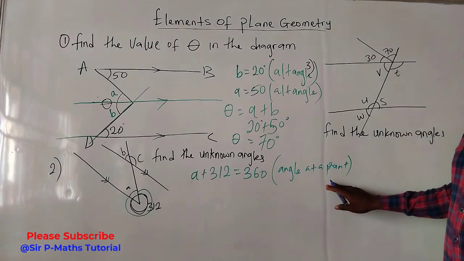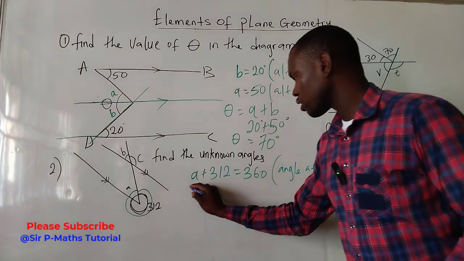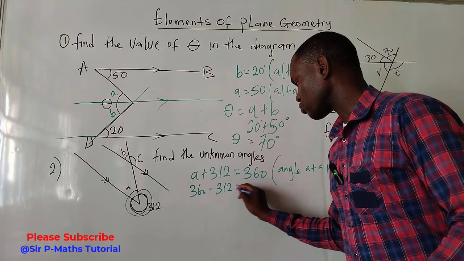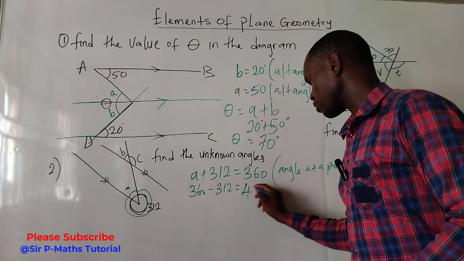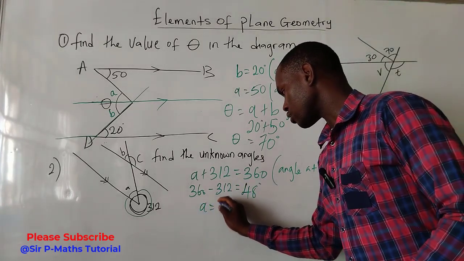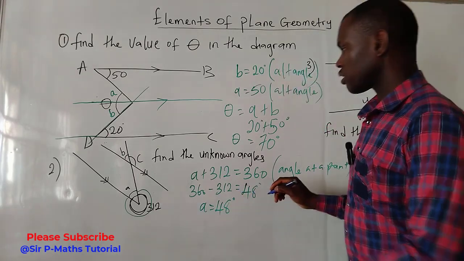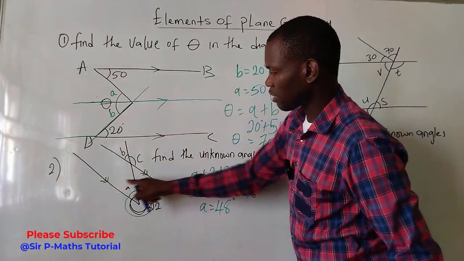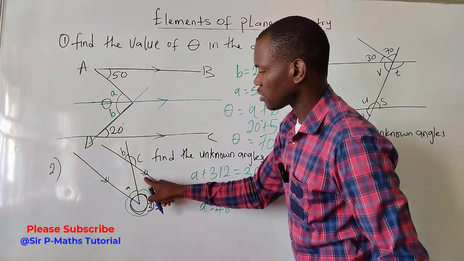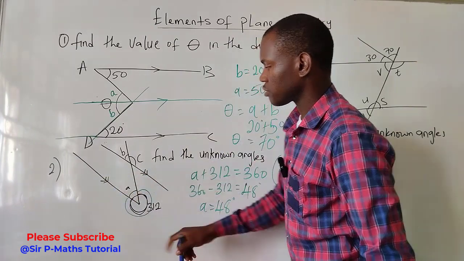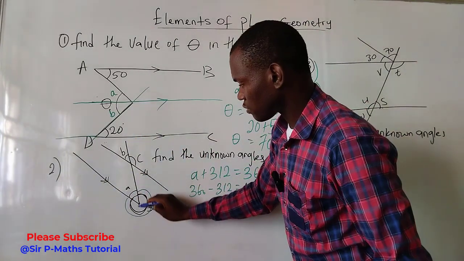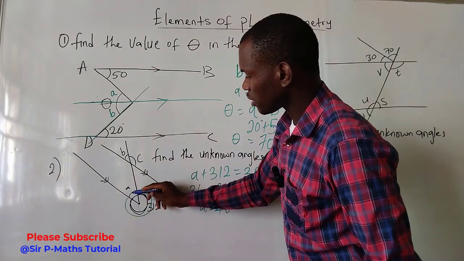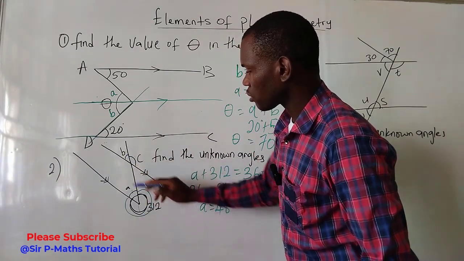Angle at a point. All right, so make A the subject of the formula. I'll have 360 minus 312. That would give me 48 degrees. So A is 48 degrees. Now, having gotten A, we can easily get B. These lines are parallel. Look at this sign here. Look at this sign. It shows that this line and this line are parallel. Now, consider this line as a transversal. If this line is a transversal, that means here and here are corresponding angles.